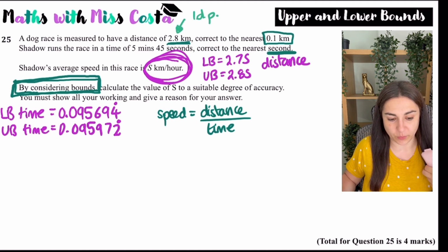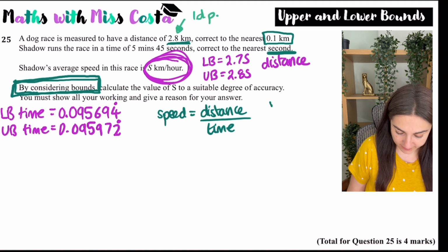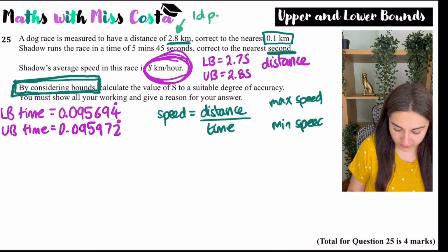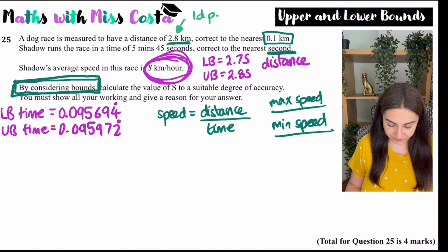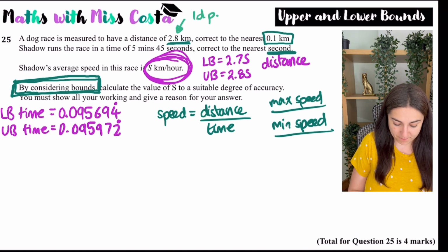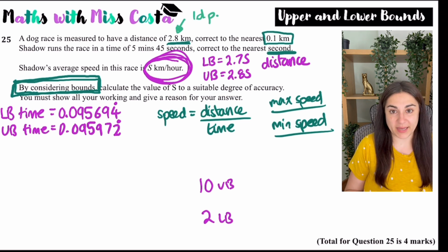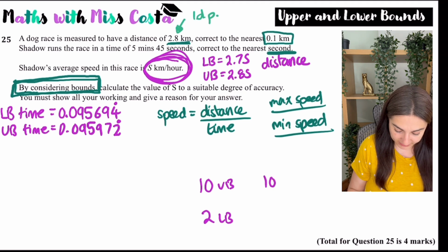So you essentially want the max speed and the minimum speed in order to figure out what you could round it to. To work out the maximum speed, and this is where it's sometimes helpful to just pick two numbers, if I literally picked 10 and 2, 10 is my upper bound, 2 is my lower bound. What gives me the biggest output, the biggest value? 10 divided by 2 is 5, and 2 divided by 10 is 0.2.